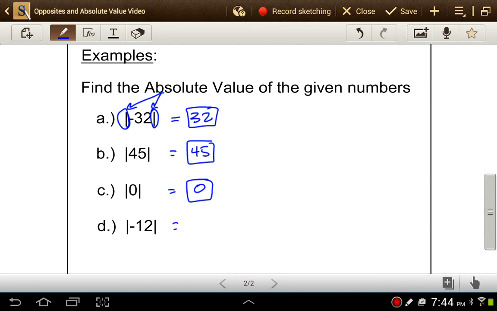Christopher, how far do you think negative 12 is away from 0? How many spots? 12. 12. Good job, buddy.